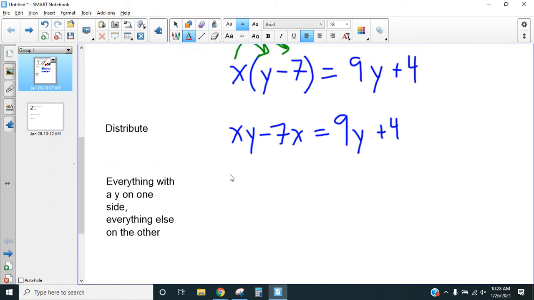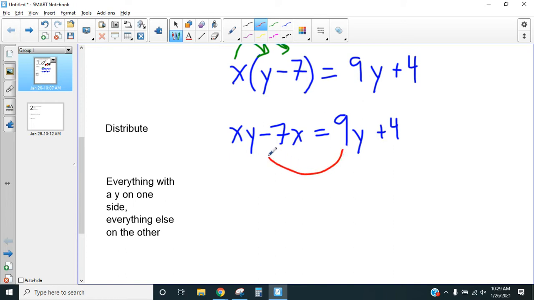So everything that has a y in it, we want to move to one side. I usually move it to the left side of the equation. Here's what I mean. We're going to have to move stuff around. That means we have to do algebra. We have to do the opposite if we move it, right? So everything with a y moves over there. This has a y and this has a y. I want to move it to the left side. So what am I going to have on the left side now? Tell me.